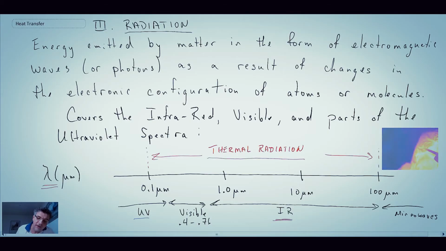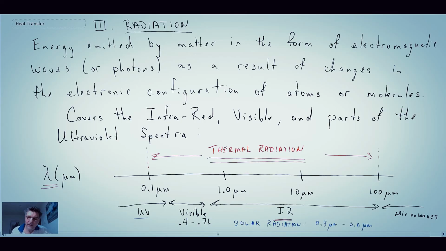And for the most part, it is in this range right here. And solar radiation typically would be anywhere from 0.3 up to 3 microns. So our eyes are only able to see a small portion of the actual spectra that exists. So if we're looking at solar radiation from the sun, that would be the range of solar radiation.